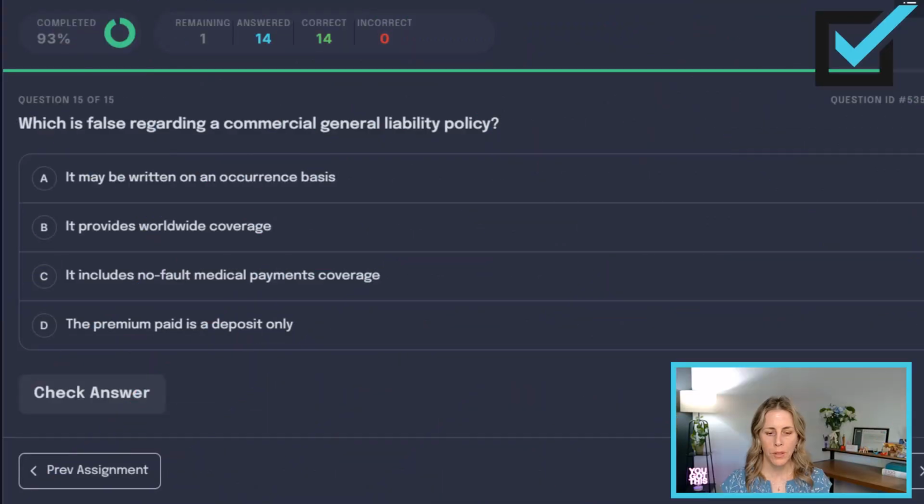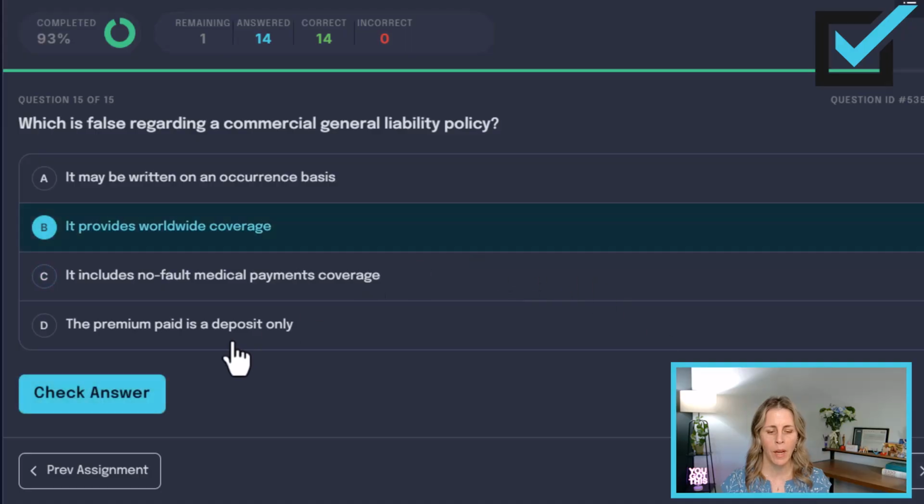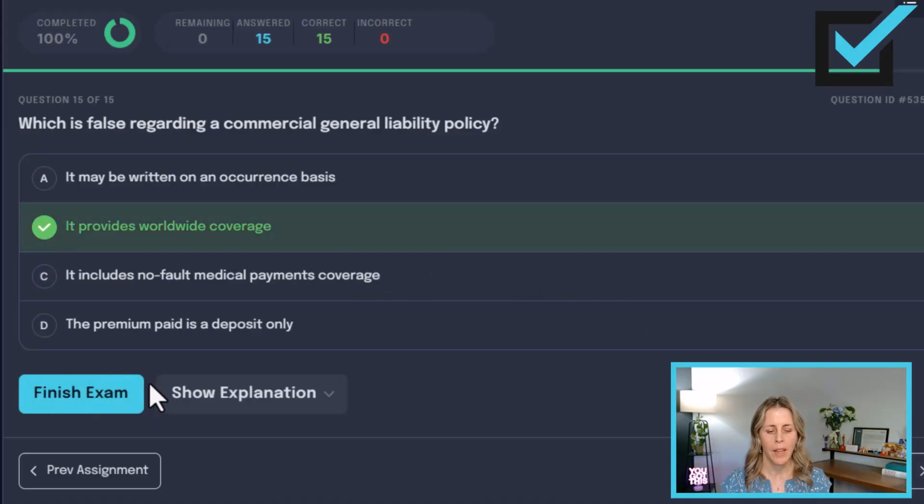Which is false regarding a commercial general liability policy? It may be written on an occurrence basis. It provides worldwide coverage. It includes no-fault medical payments coverage. The premium paid is a deposit premium only. Which of these statements is false? It provides worldwide coverage.